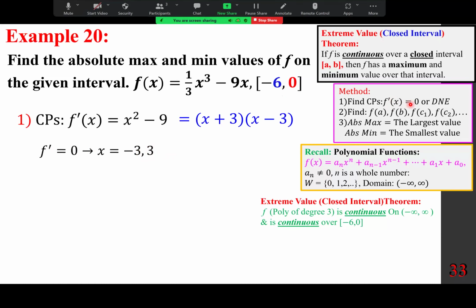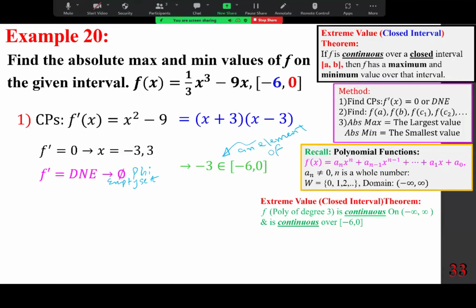Also, we want to find where f prime does not exist. We did this. F prime does not exist doesn't give us any solution. This is phi, the Greek letter phi, which represents an empty set in set theory. There are two answers. Only one of them is in the given domain. This symbol, which looks like an epsilon, reads as an element of.